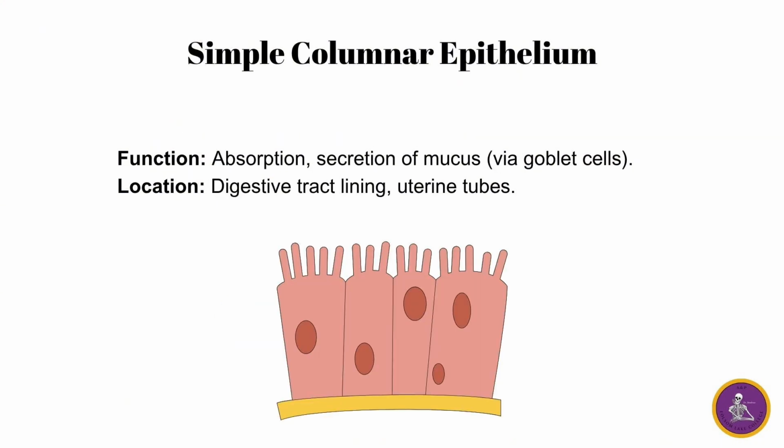Simple columnar epithelium is made of tall, column-shaped cells that line many internal organs. These cells are specialized for absorption and secretion, especially of mucus and enzymes. Many contain goblet cells, which are modified columnar cells that produce mucus. You'll find this tissue in the lining of the digestive tract, from the stomach to the rectum. The cells absorb nutrients and release enzymes and mucus to help move food along. In the uterine tubes, also known as the fallopian tubes, ciliated columnar epithelium helps transport the egg toward the uterus.